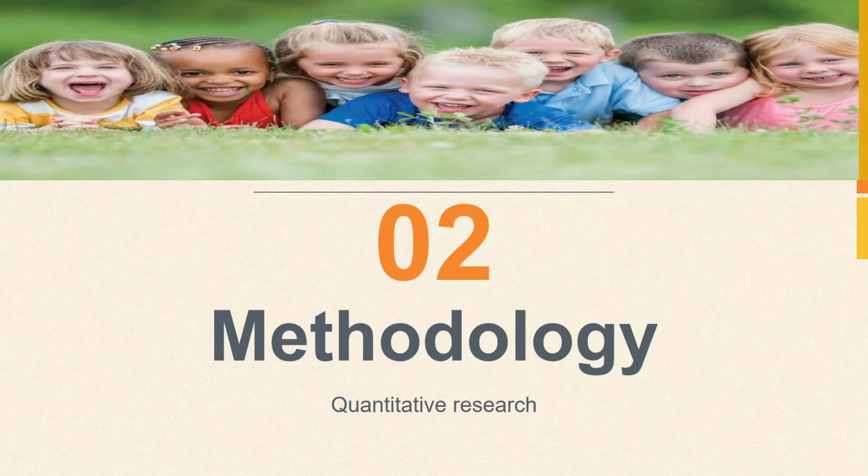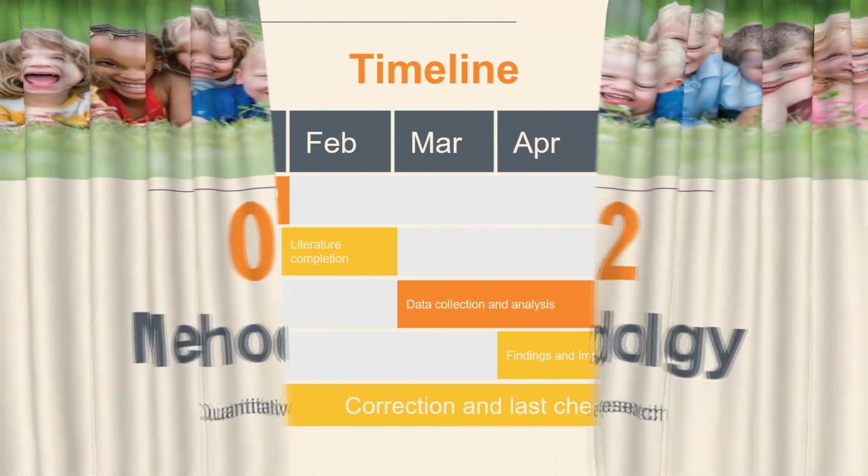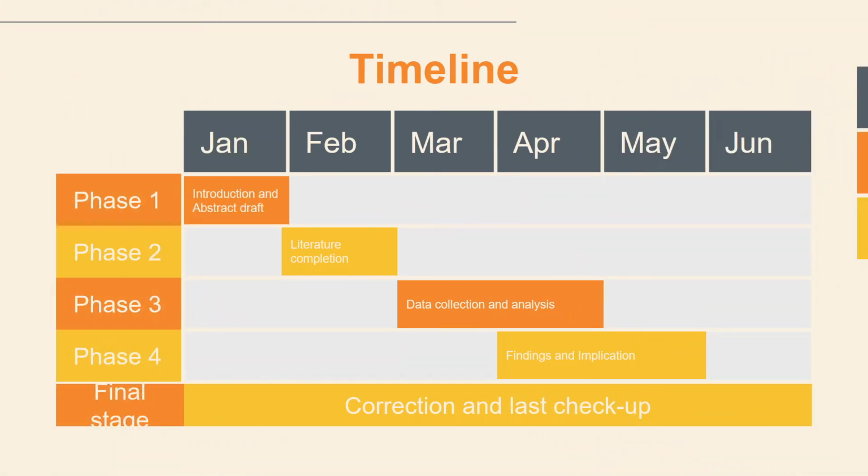And the next part is the methodology. And my kind of research is quantitative, not qualitative. It's my suggested timeline when I conduct my research. I finished the introduction and abstract draft in January, and in the next month I continue with the literature, followed by the data collection and data analysis during 2 months, from March to April. And after that, findings and implications were completed during April and May.